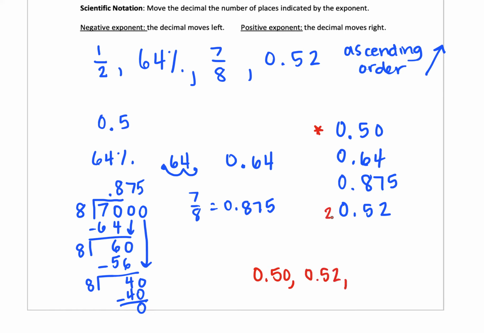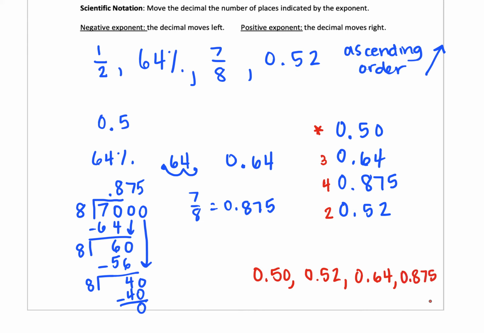So that was second. And then our third number is going to be either 0.64 or 0.875. Still looking in the tenths place, 0.6 is smaller. So 0.64 will be our next number, which leaves our last number as right here, 0.875.